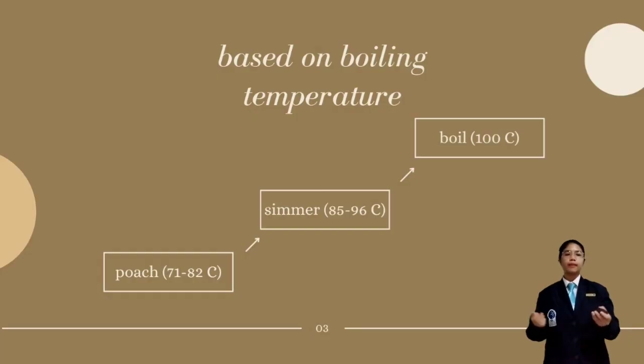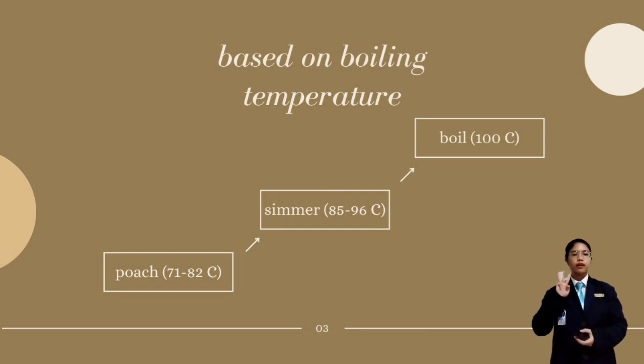Based on the boiling temperature, there are 3 types of boiling. The first one is poaching, the second one is simmer, and the third one is boiling. Based on the temperature, poaching is from 71 until 82 degrees Celsius. The second one is simmer, from 85 until 96 degrees Celsius. And the last one is boiling, at 100 degrees Celsius.